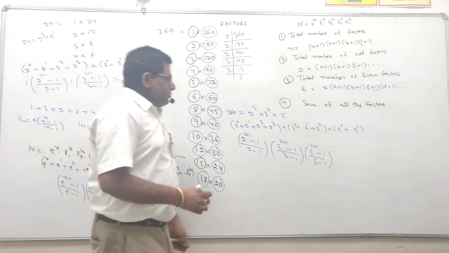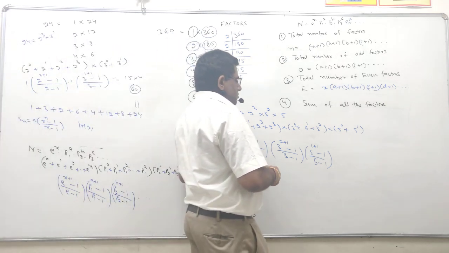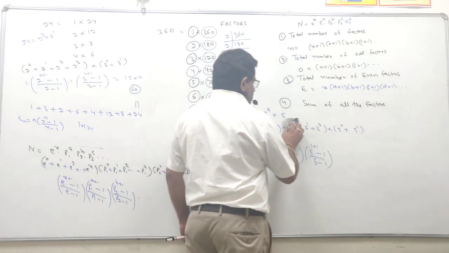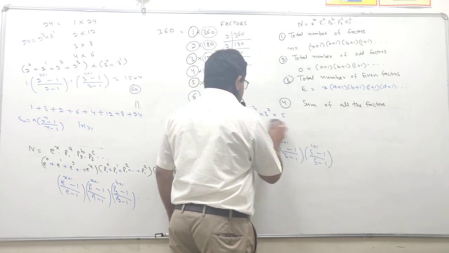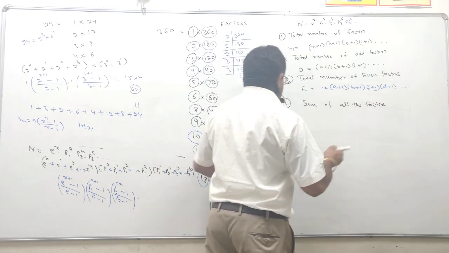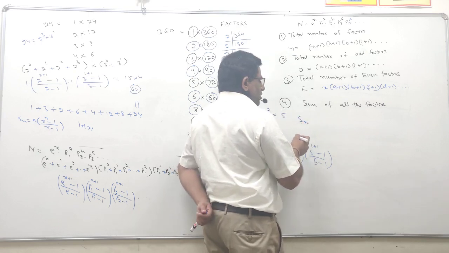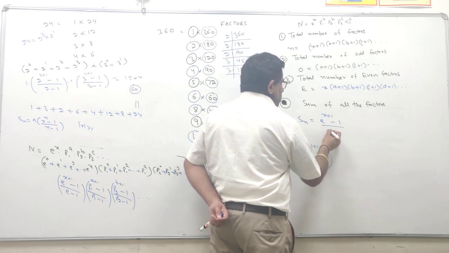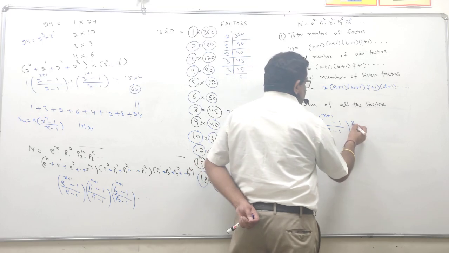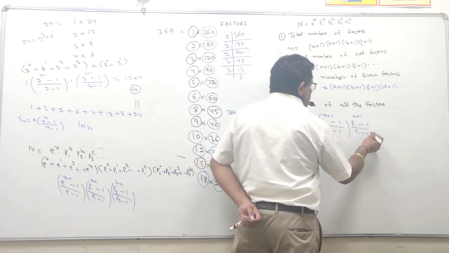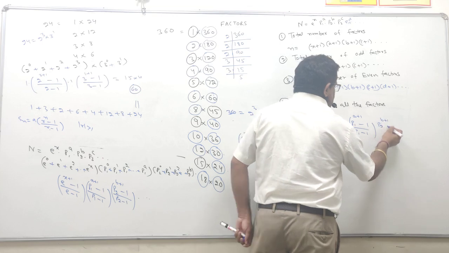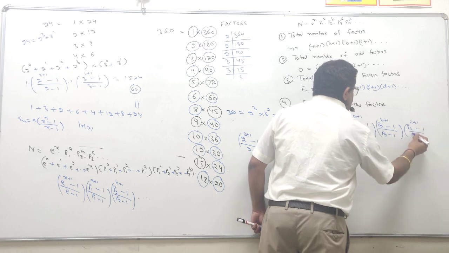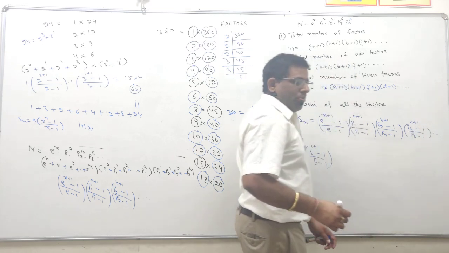So I am writing the formula here. Sum of all factors of n is (e raised to power x plus 1 minus 1) upon e minus 1, times (p1 raised to power a plus 1 minus 1) upon p1 minus 1, times (p2 raised to power b plus 1 minus 1) upon p2 minus 1, and (p3 raised to power c plus 1 minus 1) upon p3 minus 1, and so on. Hope it is clear to all of you.